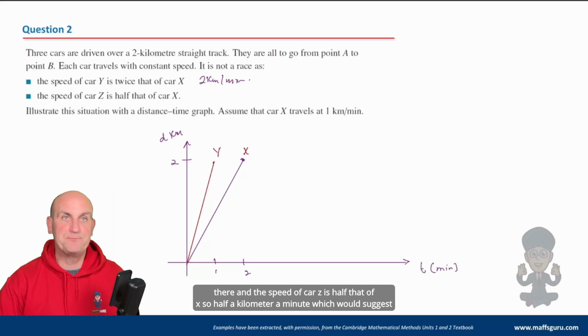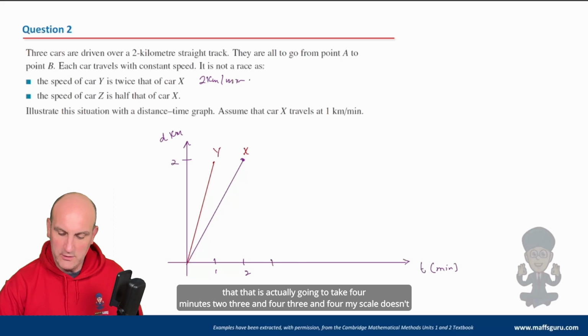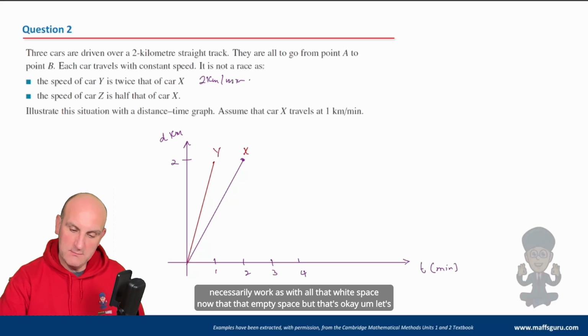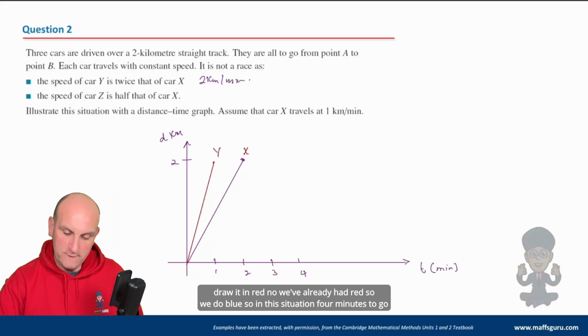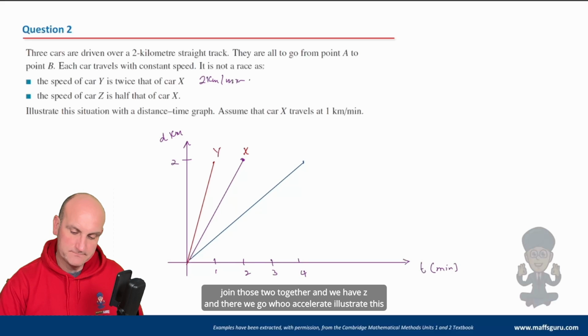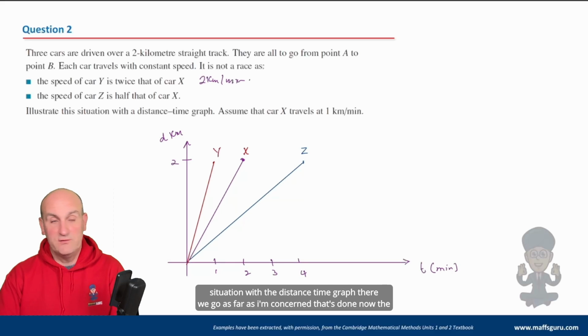Let's put X there. And the speed of car Z is half that of X, so half a kilometer a minute, which would suggest that that is actually going to take 4 minutes, 2, 3, and 4. My scale doesn't necessarily work because we've got all that white space now, that empty space, but that's okay. Let's draw it in red. No, we've already had red. So we do blue. So in this situation, 4 minutes to go. Join those 2 together. And we have Z, and there we go. Whew, illustrate the situation with the distance time graph. There we go. As far as I'm concerned, that's done.